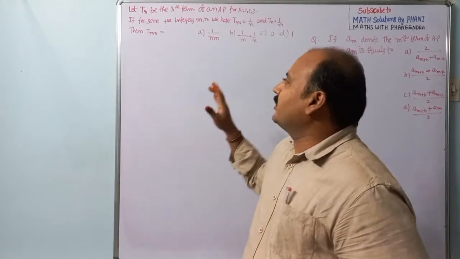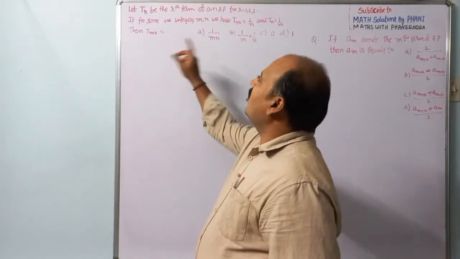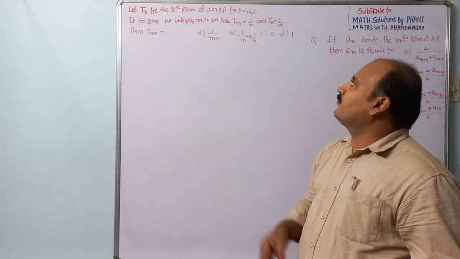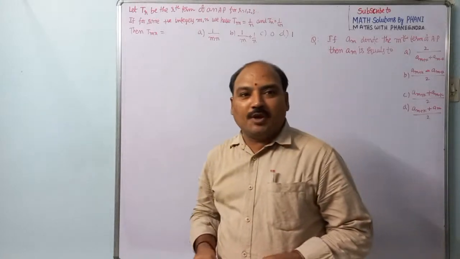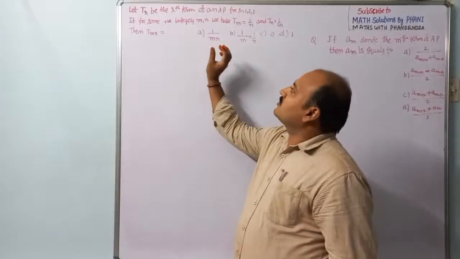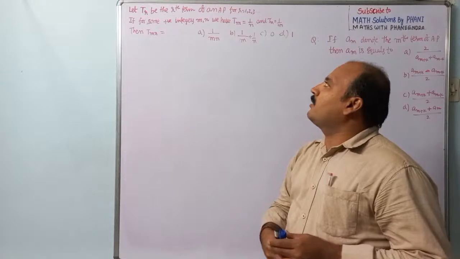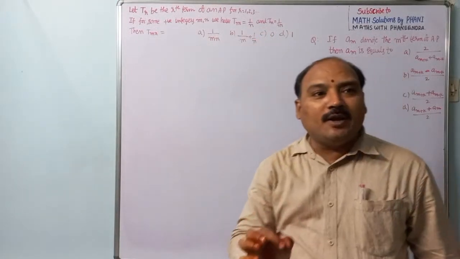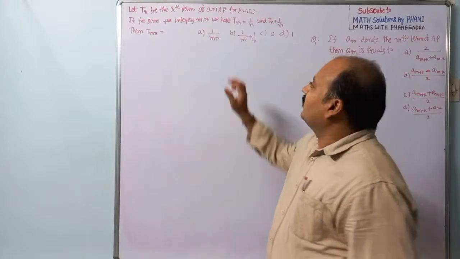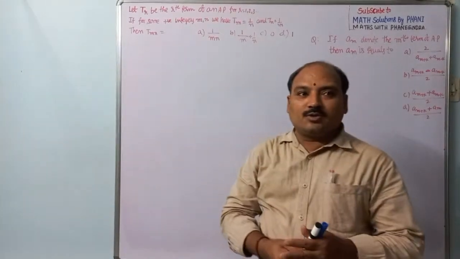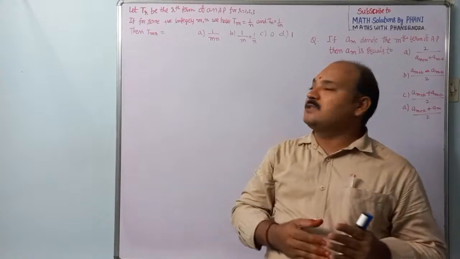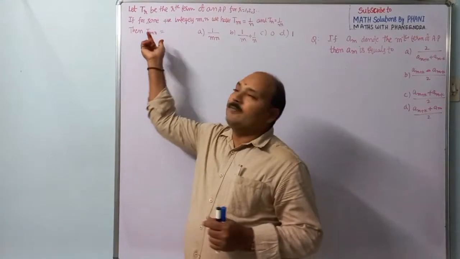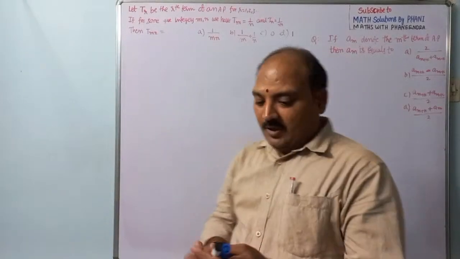The first question in this: let Tr be the rth term of an arithmetic progression for r equal to 1, 2, 3. For some positive integers m and n, we have Tm equal to 1 by n and Tn equal to 1 by m. Then the value of Tmn. So, the mth term of AP is given, the nth term of AP is given. They are asking to find the mnth term of AP.